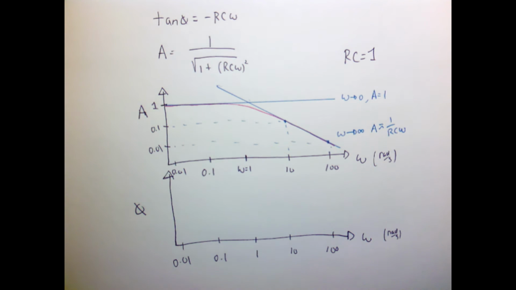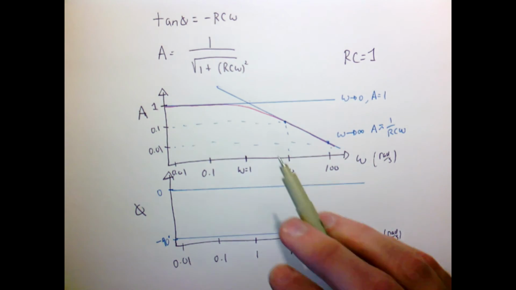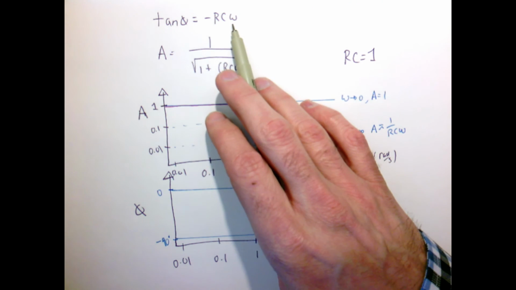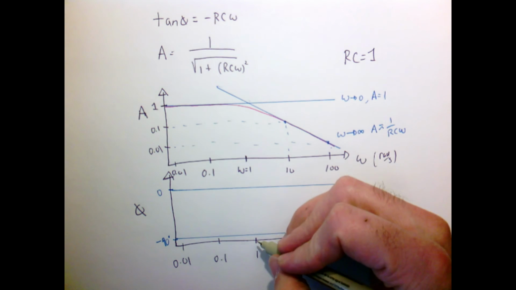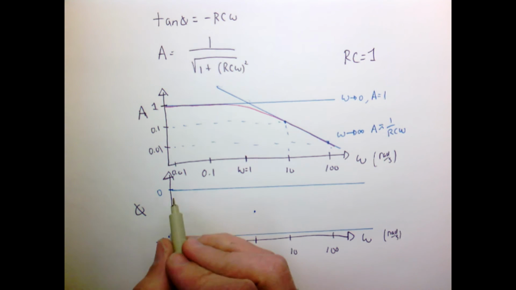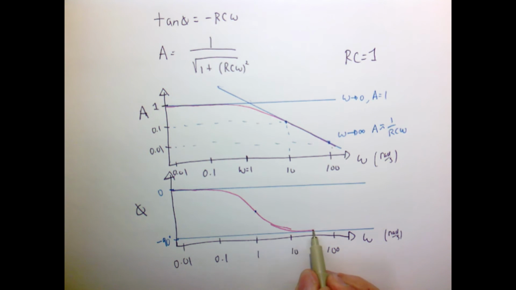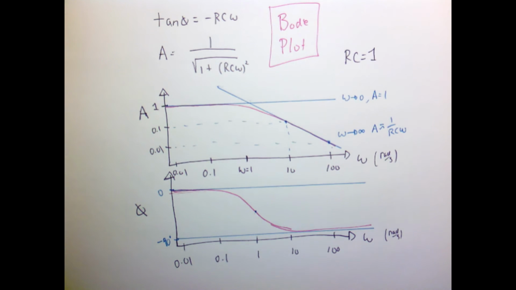And we can also plot the same thing here, and now the convention would be to plot linear for the phase. So our two limits would be 0 and minus 90. And if we look at our expression, when RC is equal to 1 and the frequency is 1, then the arctangent is going to be right in the middle at 45 degrees. And so what that means is our function is going to interpolate between our two limits. So it might look something like that. And so this plot, where we plot the amplitude of the output and the phase of the output as a function of frequency, is called the Bode plot. And this is something we'll look at a lot.